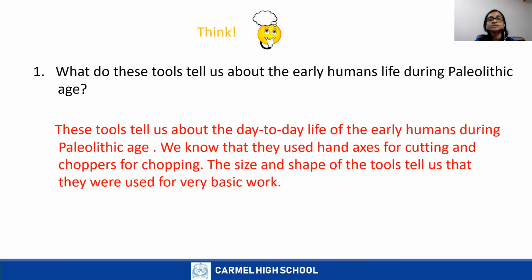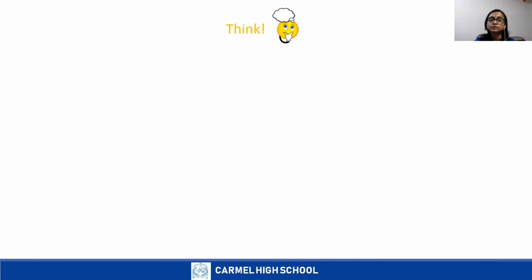These tools tell us about the day-to-day life of the early humans during the Paleolithic age. We know that they used hand axes for cutting and choppers for chopping. The size and shape of the tools tell us that they were used for very basic work, and different tools were used for different purposes. Okay, now next, think and answer.